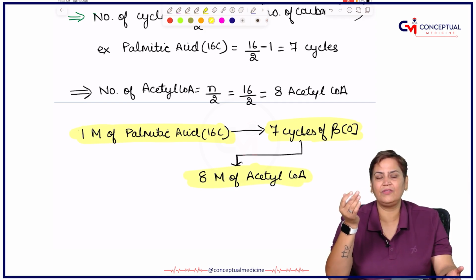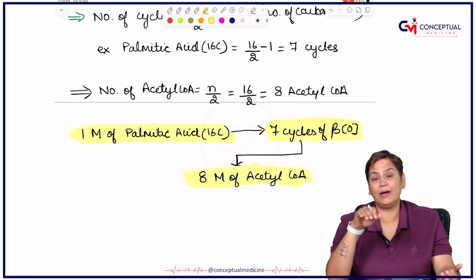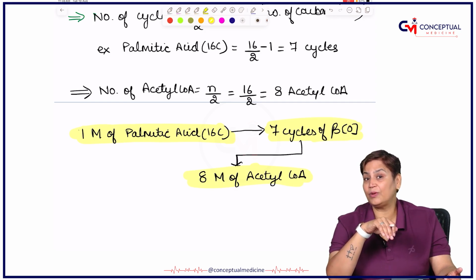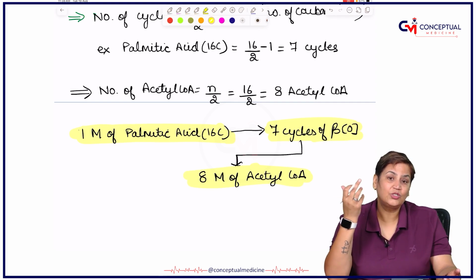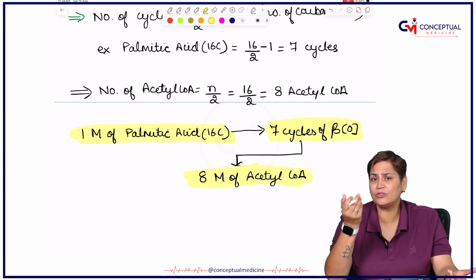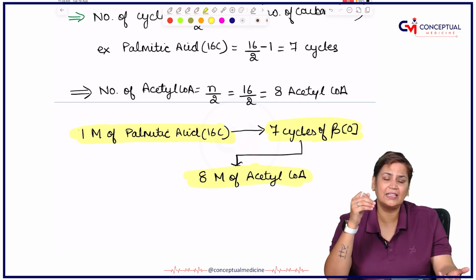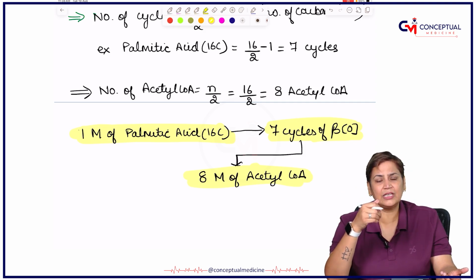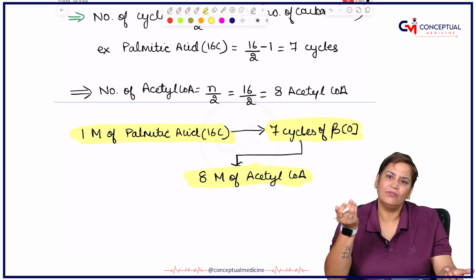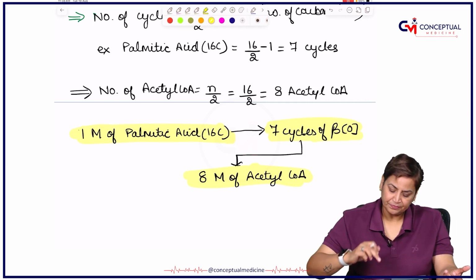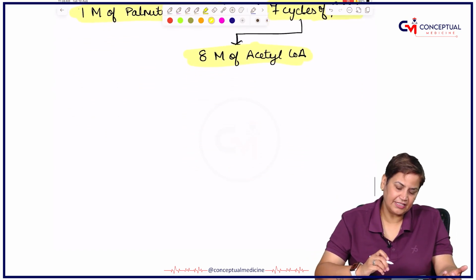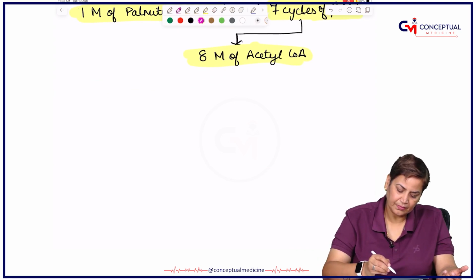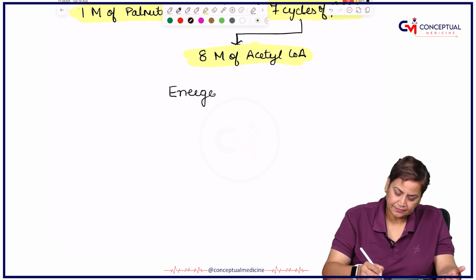Because so much is occurring, we are oxidizing palmitic acid. Palmitic acid has to travel from the cytoplasm to the mitochondria. So there must be some significance behind that. Fatty acids, I told you, are the instantaneous sources of energy, and during fasting, after gluconeogenesis, they are the ones actually giving energy to the body. So what is the energetics of this now? Right? So, energetics of beta oxidation.